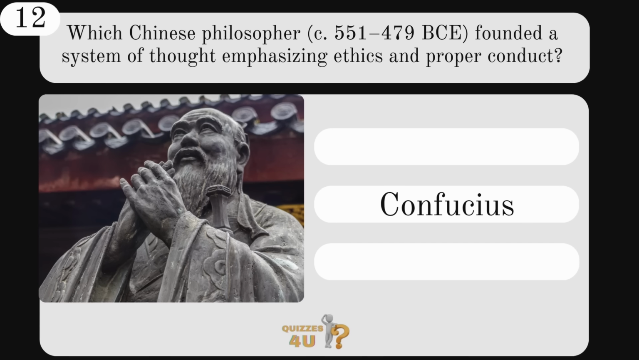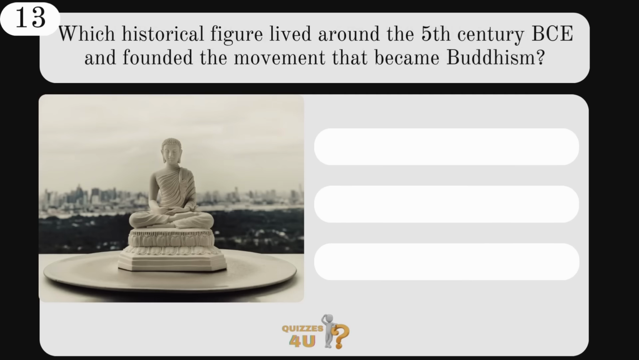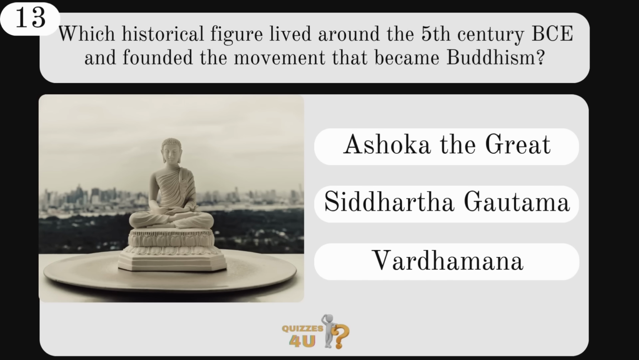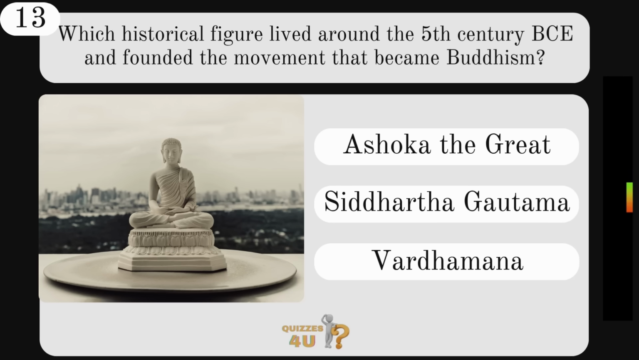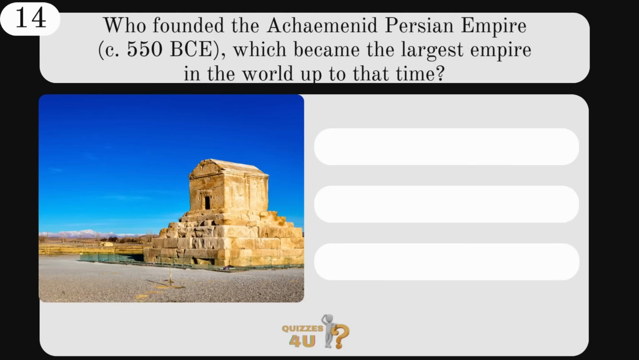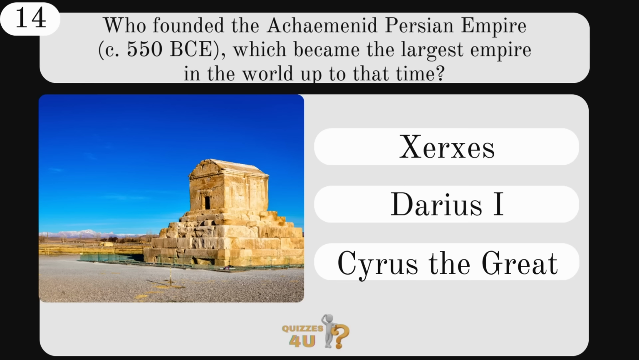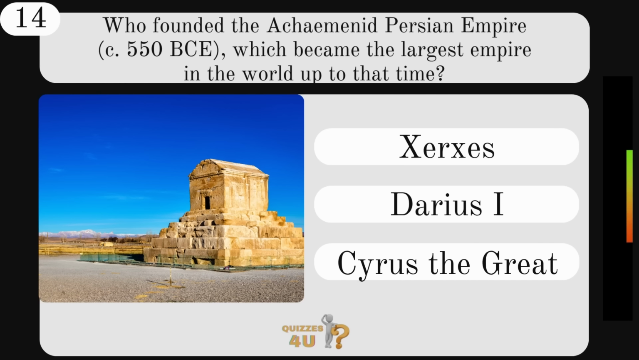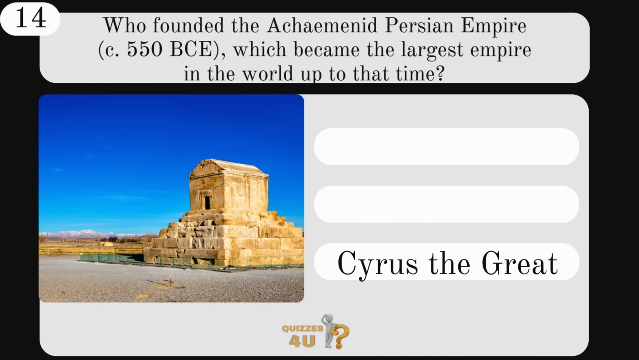Correct choice there, Confucius. Which historical figure lived around the 5th century BCE and founded the movement that became Buddhism? Ashoka the Great, Siddhartha Gautama, or Vardhamana? The answer is Siddhartha Gautama. Who founded the Achaemenid Persian Empire that became the largest empire in the world up to that time? Xerxes, Darius I, or Cyrus the Great? That was Cyrus the Great.